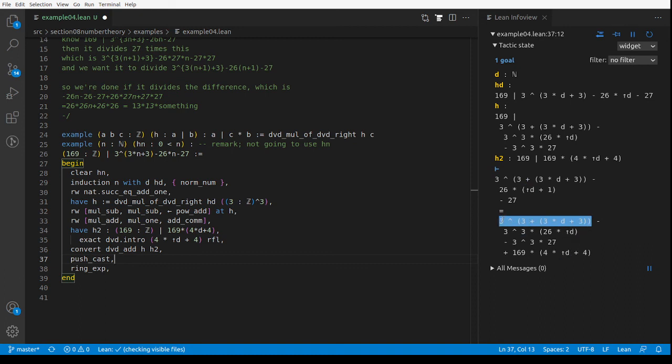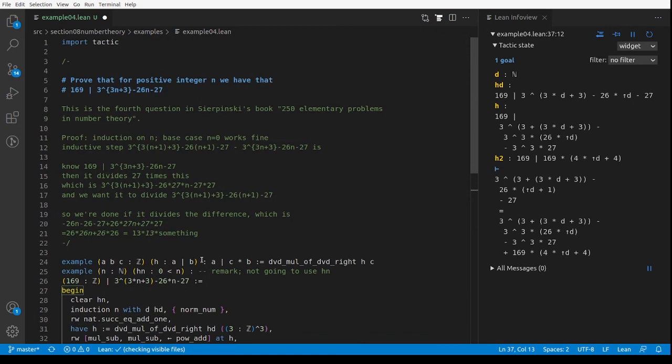And that's correct, right? Because we're working in the integers, so we're taking things to the power of a natural number. Here that d needs to be natural, right? We can't take 3 to the power negative 1. If we were doing that, then it wouldn't make sense to start talking about congruences, because we'd have left the world of integers. So there you go, that's something about push_cast and norm_cast, and there's a relatively short proof of Sierpinski question 4.